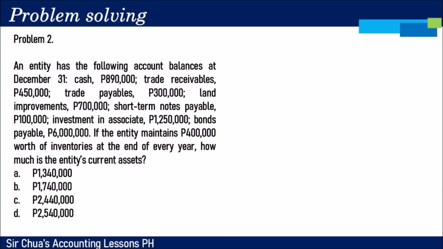Okay, mga kapatid, kapag binibigyan kayo ng sangkatutak na given, huwag nyo munang basahin lahat. Ganito technique dyan. In answering accounting problems, you read first the question, yung main question stem. Para alam nyo yung hahanapin nyo sa problem. So, for example, dito sa problem na to, ang basahin nyo agad yung mismong tanong. If the entity maintains 400,000 pesos worth of inventories at the end of every year, how much is the entity's current assets? So, by that way, alam mo na yung hahanapin mo sa problem, which is current assets lang.